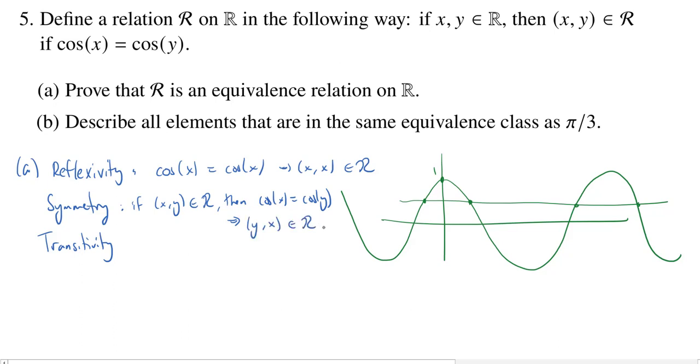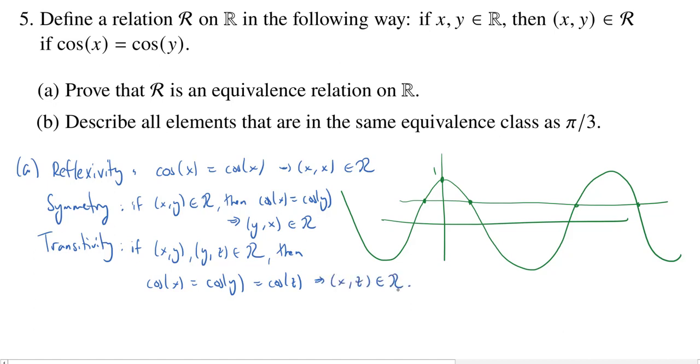And finally, for transitivity, we assume that we have a pair x, y in R, and another pair y, z in R. If that's true, then we know that the cosine of x is equal to the cosine of y, because x y is in R, and we know that cosine of y is equal to the cosine of z, because y comma z is in R. But by the transitivity of equality, that means that cosine of x equals cosine of z. And so x comma z is an element of R.